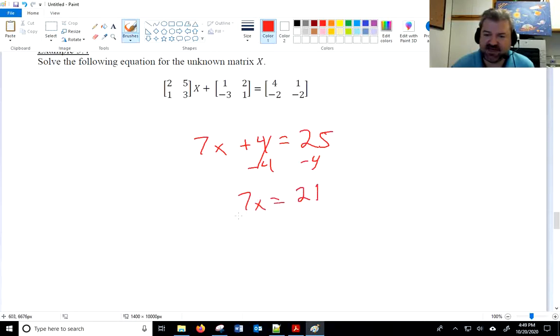Then once I've done that, I can multiply on both sides by the multiplicative inverse. We're used to saying divide by 7, but in here, I'm multiplying on the left in each case. So 1/7 times 7 is 1x, and then 1/7 times 21 is 3. So we're going to do this exact same thing. We're just going to be doing it with a matrix, okay?